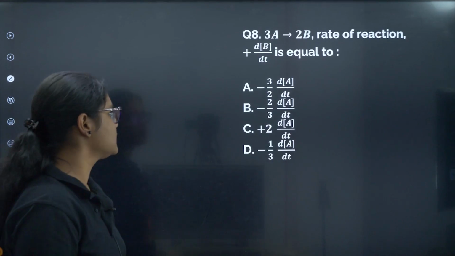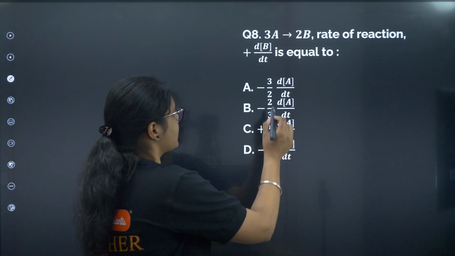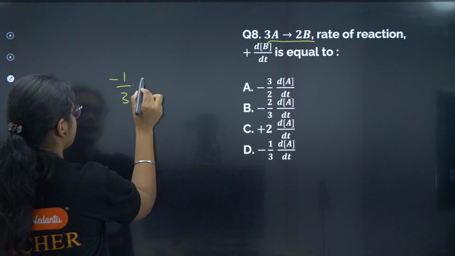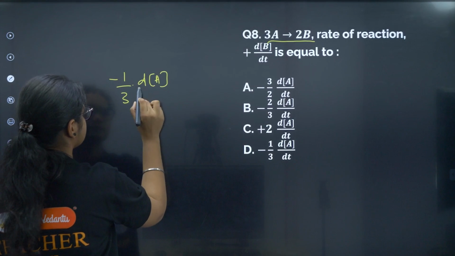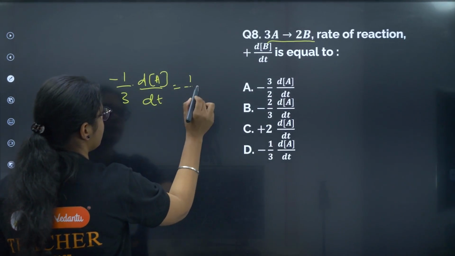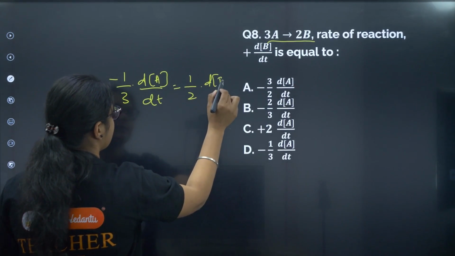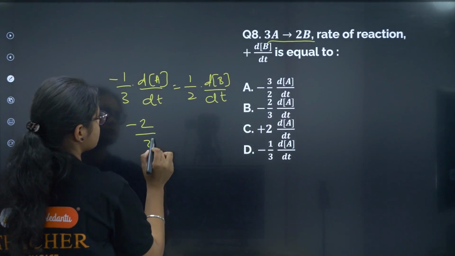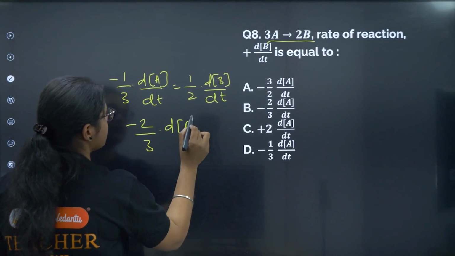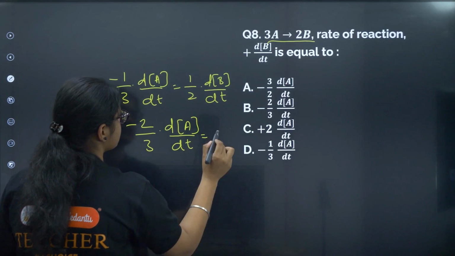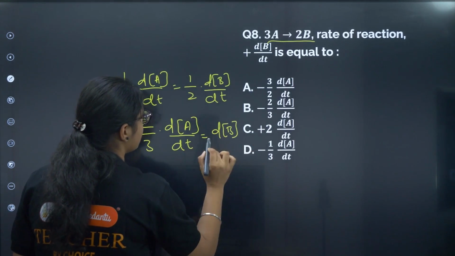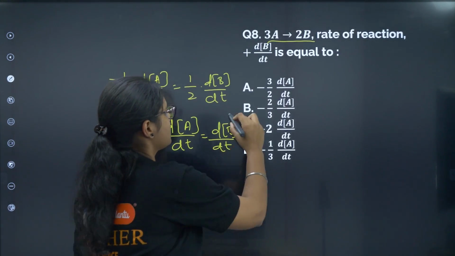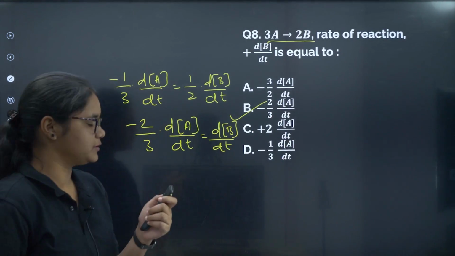Easy one. Next. Again a differential rate law question. Minus 1 by 3 of dA by dt is equal to 1 by 2 of dB by dt, right? So dB by dt will be equal to minus 2 by 3 of dA by dt. So we will get minus 2 by 3, that is your option B. Correct answer is option B.